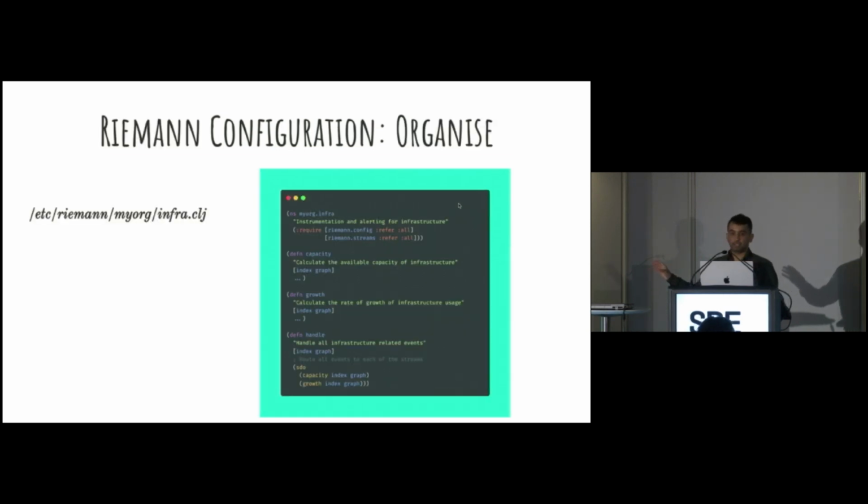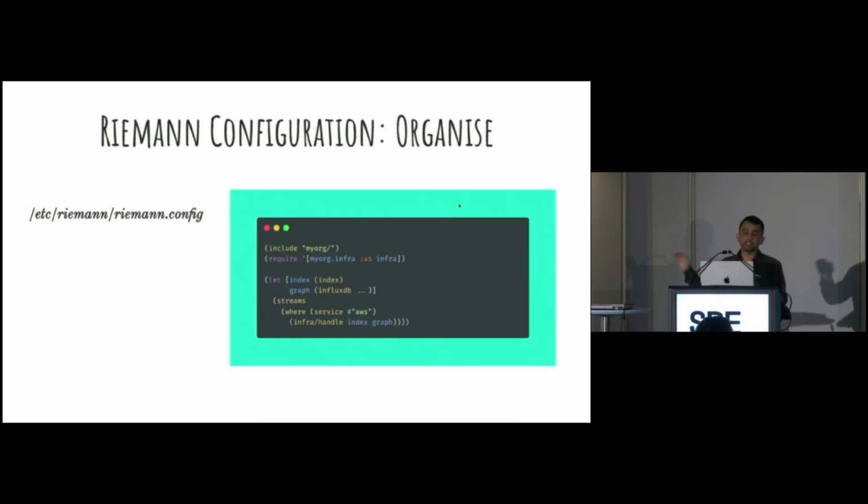This is an example of how you can organize your Riemann code. In this case, we are using the Clojure namespace features. All the configuration related to infrastructure is now built as a library, and then you can import this library into your Riemann configuration. Let's say you are using MySQL, you can build a library just for MySQL related metrics, and then you can import those. This way you can organize this really well.